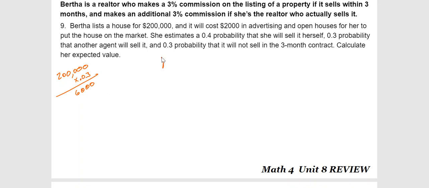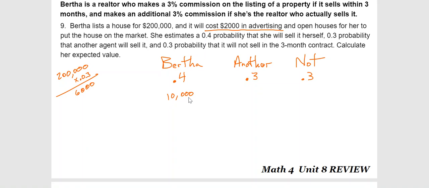And so there are 3 possible outcomes. Either Bertha sells it, or another realtor sells it, or it does not sell. Now, by her estimate, 40% chance she'll sell it, 30% somebody else, and 30% not sold. Now we've got to figure the money. If Bertha sells it, she gets both $6,000 for listing and $6,000 for selling it. That's $12,000 less the $2,000 in advertising. So 12,000 minus 2 would be a $10,000 payday.